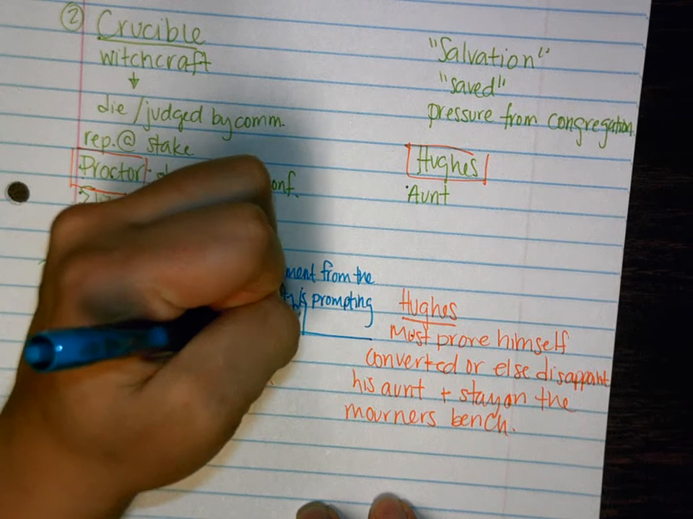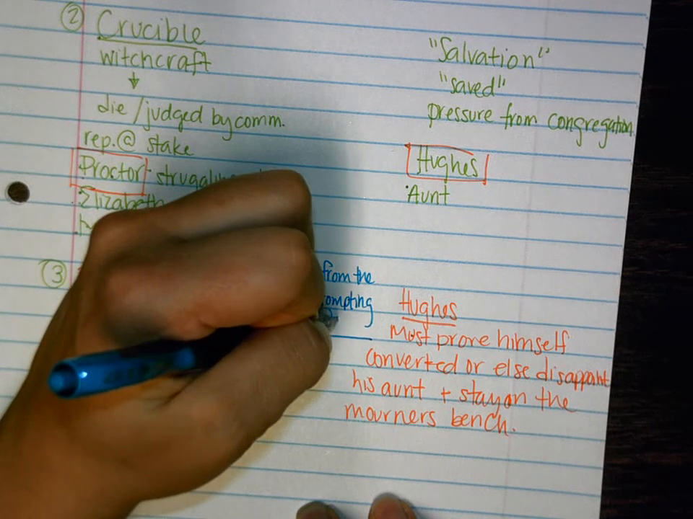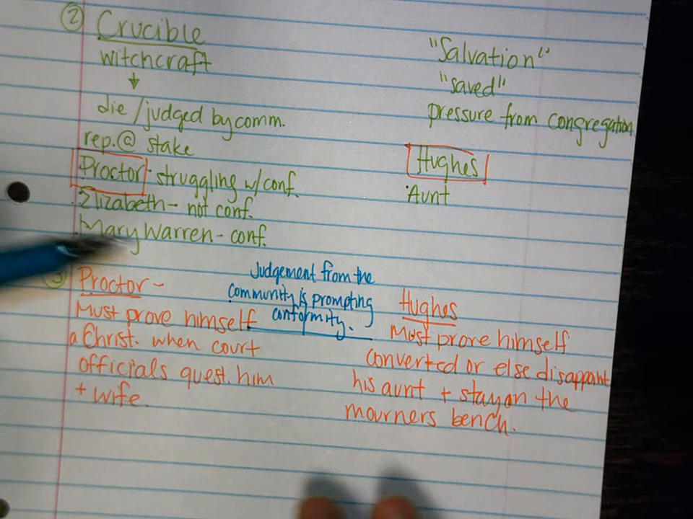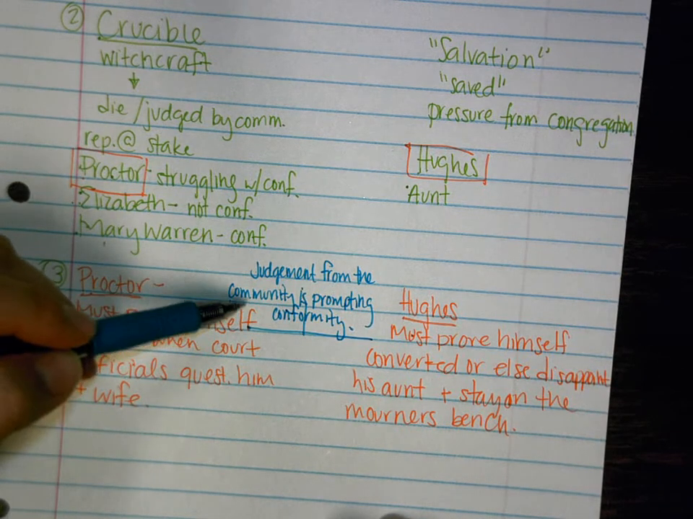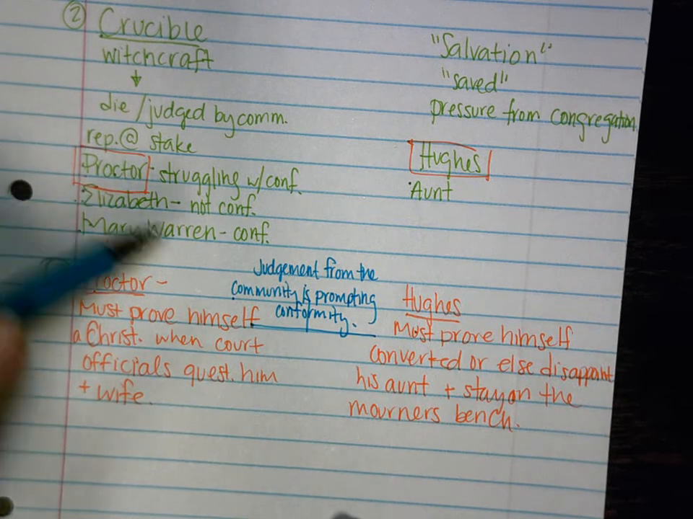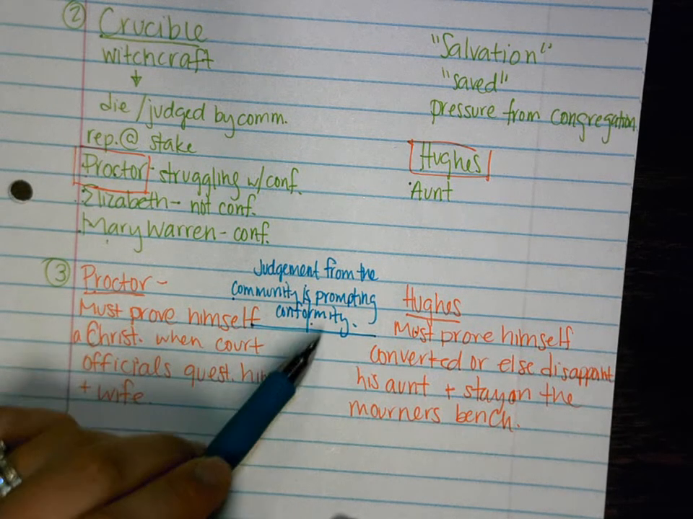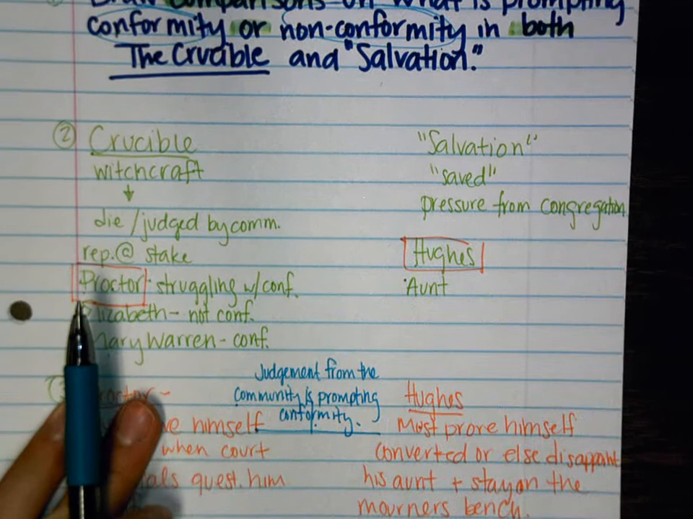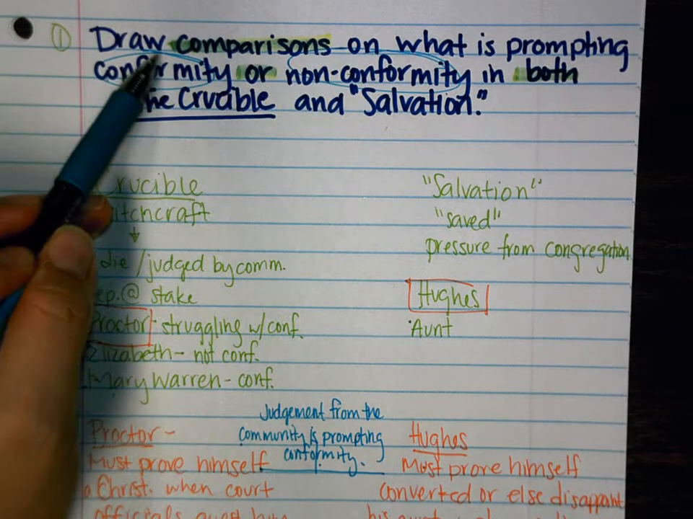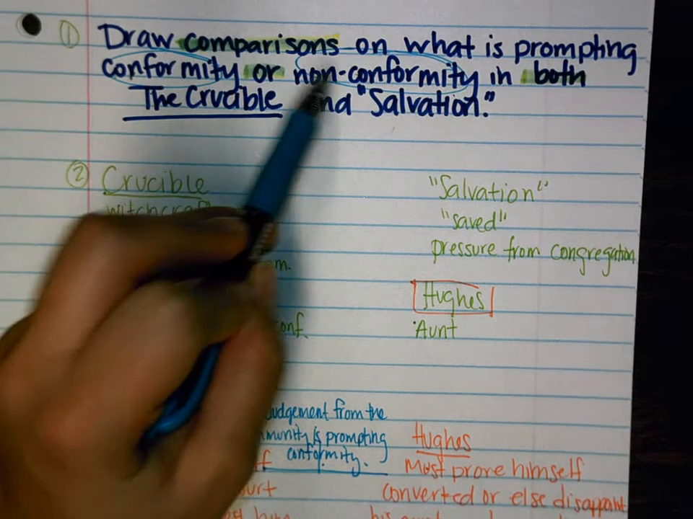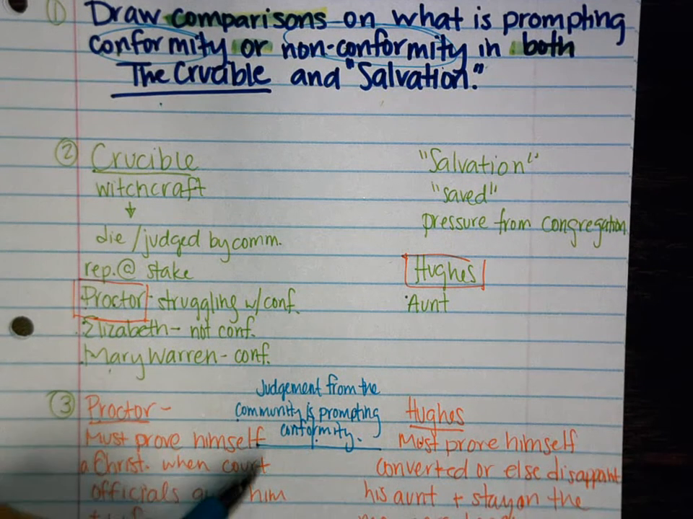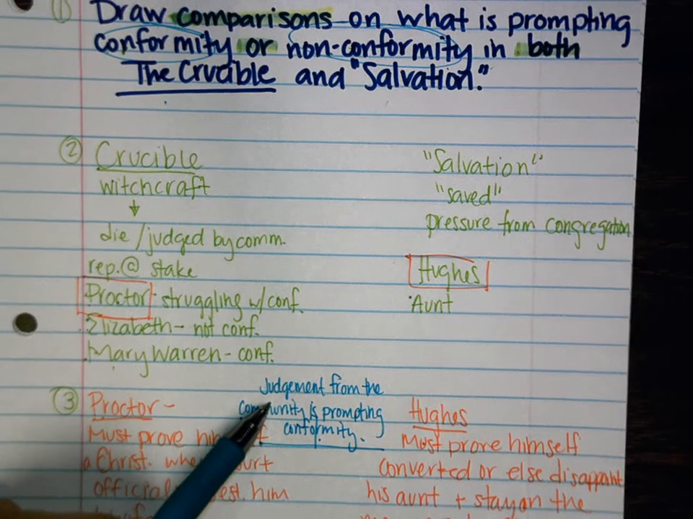And here I've now created a semblance of a topic sentence in this case, because it's essentially a paragraph. I could even make this into a thesis. I could turn this into a 10-page paper if I wanted to. But now I've clearly answered the prompt, right? Judgment from the community is prompting conformity, because of course the original question is, draw comparisons on what is prompting conformity or nonconformity in both the Crucible and Salvation. I think this is a nice way to start attempting this prompt.